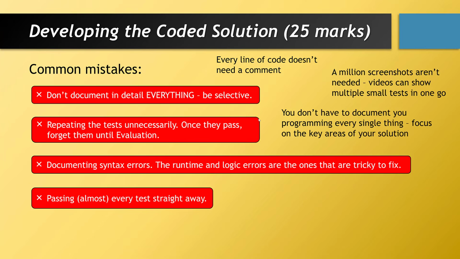Another mistake is people passing almost every test straight away. They look at this iteration and think, if I can avoid doing this, I will try to, and so all of their tests magically pass. You won't get marks. You need to show tests failing, and you need to show you correcting these failed tests. It's part of the mark scheme, and it's not showing weakness.